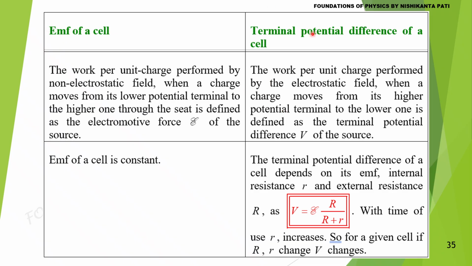Similarly, the terminal potential difference or terminal voltage of a cell is the work per unit charge done by the electrostatic field when a test charge moves from its high potential terminal to the low potential terminal through any path. It can be inside the battery or outside the battery. But to define EMF, the charge has to move through the battery or cell, because the non-electrostatic field acts only within the battery or cell, but the electric field acts inside and outside the cell.